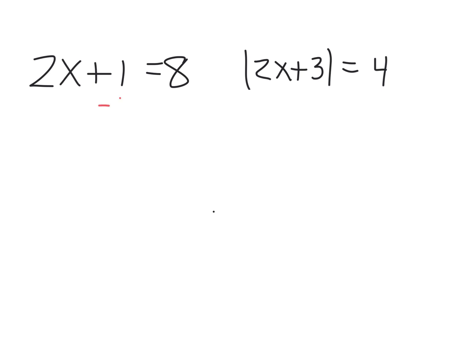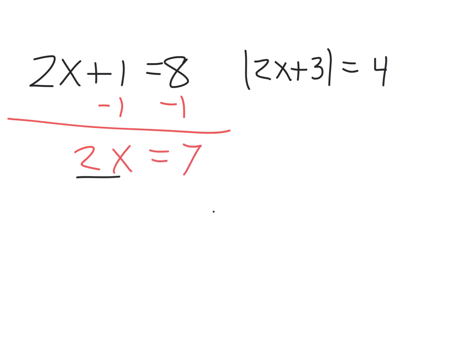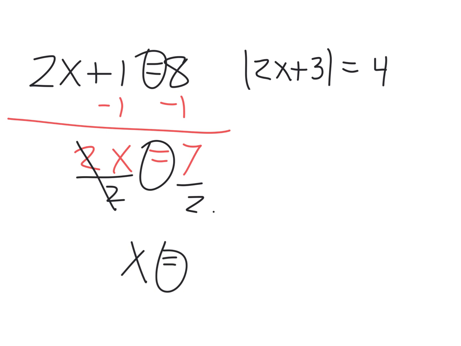All right, I'm going to subtract 1 from both sides. If you didn't start that way, you should have. 7, and then divide both sides by 2. That cancels. Your final answer is written just like this. Notice the equal sign comes straight down. And 7 over 2, if you used a calculator, you'd get 3.5.